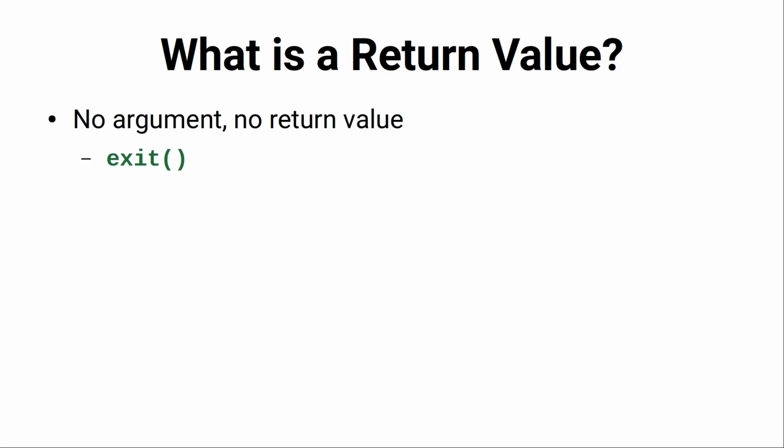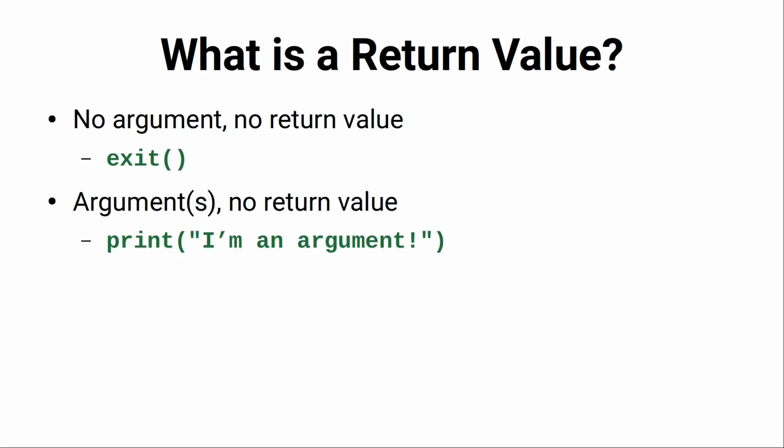Python has a built-in function like this called exit. If you call exit in your program, it will just exit immediately, even if there are other lines after it. In fact, if you are running your code in the Python shell, it will exit the Python shell itself. We'll see how that works another time. The next kind of function just takes input arguments and has no return value, like print. The only output we care about for the print function is what we see in the shell.